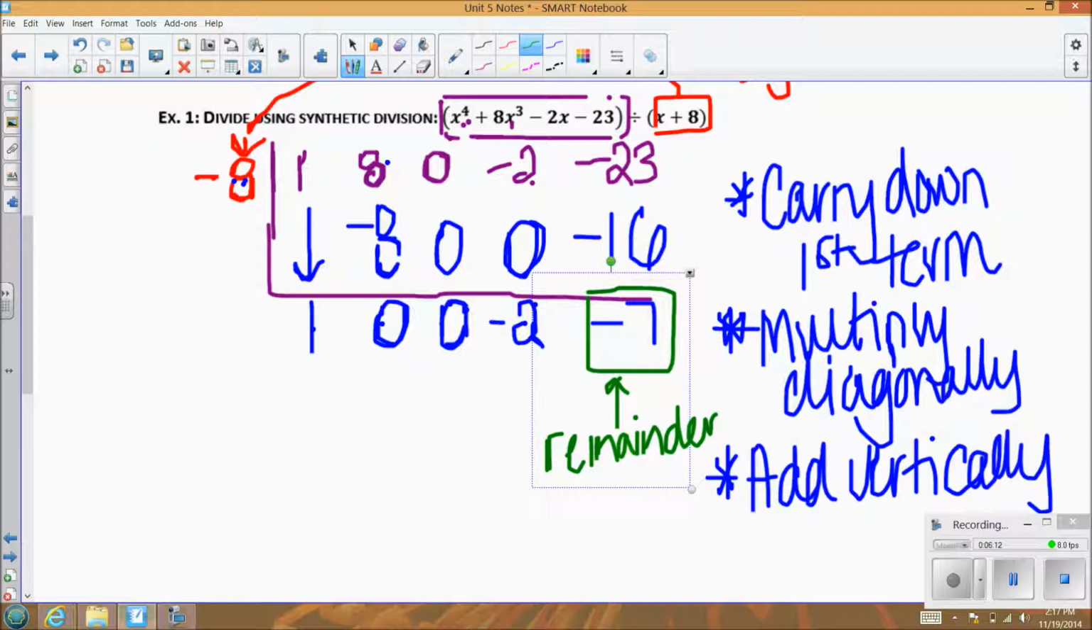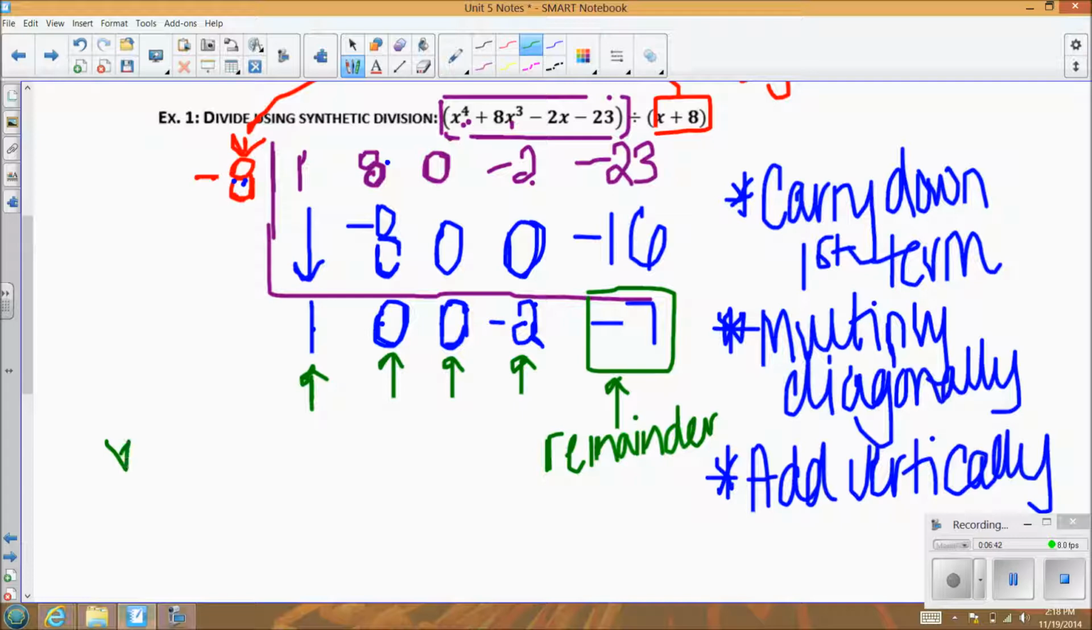So then my answer, you always are going to start with a degree less than what you started with, because if you look, I took an x to the fourth polynomial and I divided it by an x, so I should always have one less degree. So that really means that this is going to be an x to the third term. This would be an x squared term, an x term, and then here's my number.